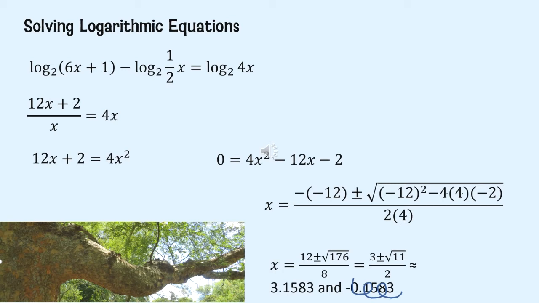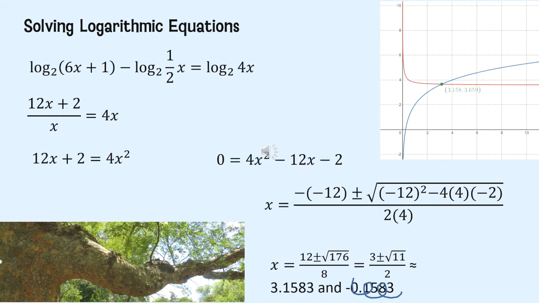Now that gives me 2 possible solutions. One is approximately 3.1583, and the other one is approximately negative 0.1583 when I actually subtract the square root of 11 from 3 and divide by 2. But we started with a logarithmic equation, and log functions are not defined for negative values. So if I tried to plug negative 0.1583 into the log base 2 of 1/2 x expression or the log base 2 of 4x expression, I would be trying to plug an undefined negative value into those log expressions. So we're going to ignore the second solution of negative 0.1583, and the only solution is positive 3.1583.